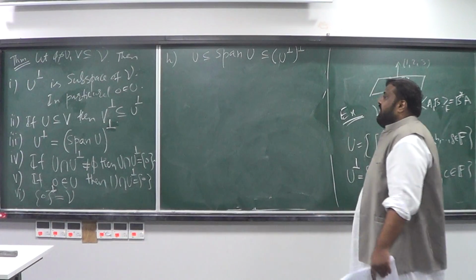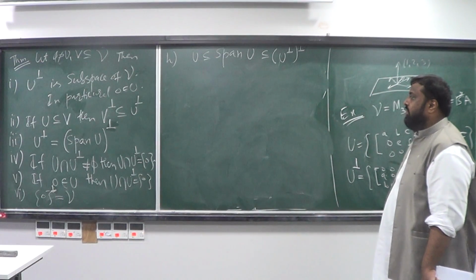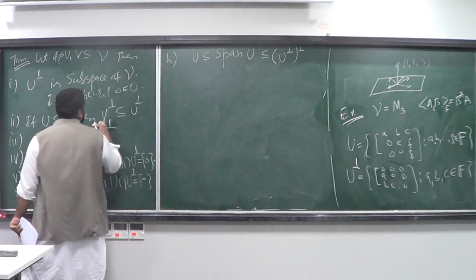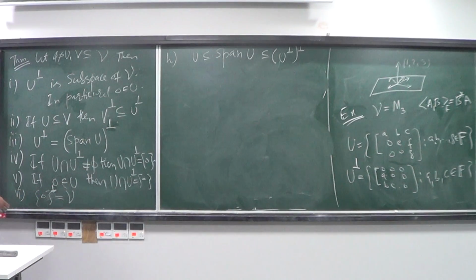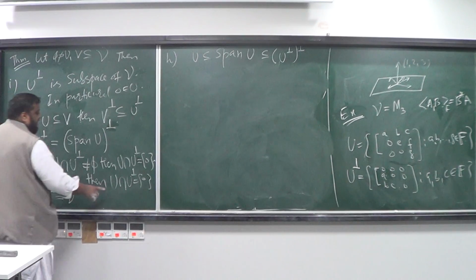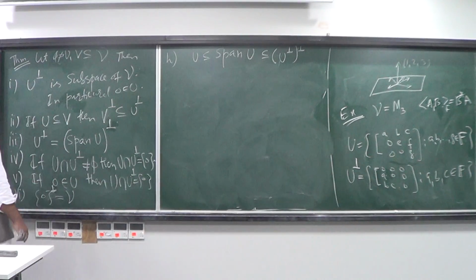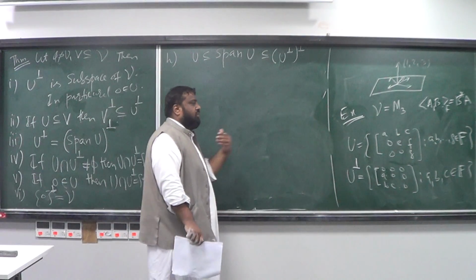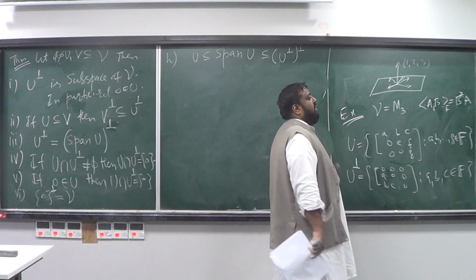So these are some of the very interesting basic properties of U perp. That U perp is always a subspace. If U is a subset of V, then perp of V would be contained in perp of U. The perp of U and the perp of the span of U are equal. If U and U perp have something in common, that would be 0. If 0 belongs to U, then what is common in both is going to be 0. The perp of the 0 vector is the entire inner product space. And U is always contained in the span of U, and the span of U is always contained in the perp of the perp.